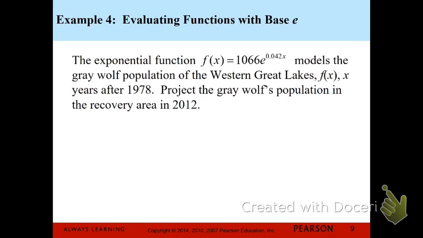So the exponential function f of x equals 1066 e to the 0.042x models the gray wolf population of the western Great Lakes f of x years after 1978. Project the gray wolf's population in the recovery area in 2012.